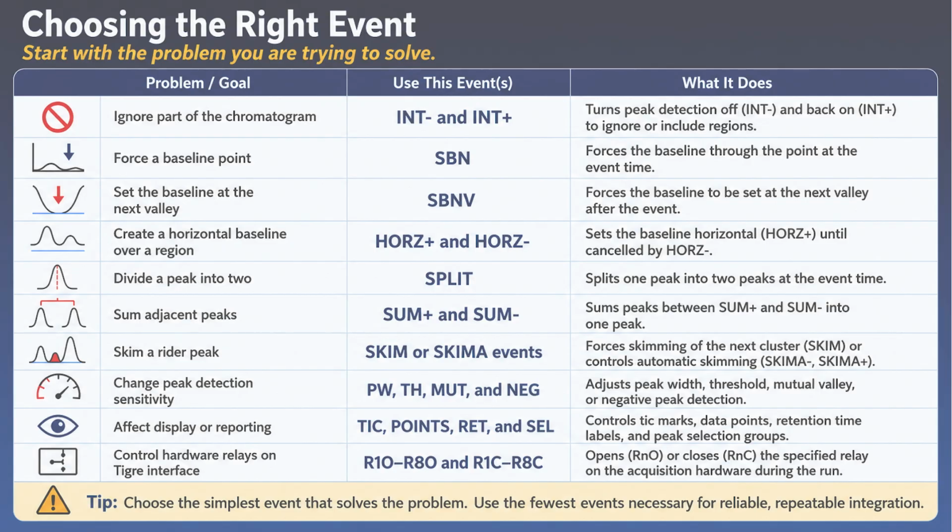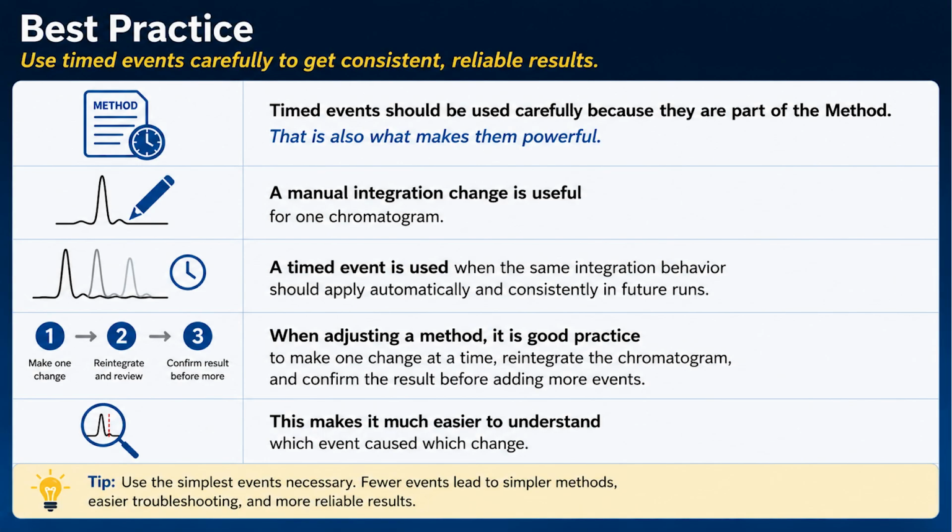If a rider peak needs skimming, use SKIM or the schema events. If peak detection sensitivity needs to change, look at PW, TH, MUT, and NEG. If the issue is mainly display or reporting, look at tick, points, RET, and cell. If the requirement is hardware relay control on a Tigre interface, use the relay open and close events for the appropriate relay number.